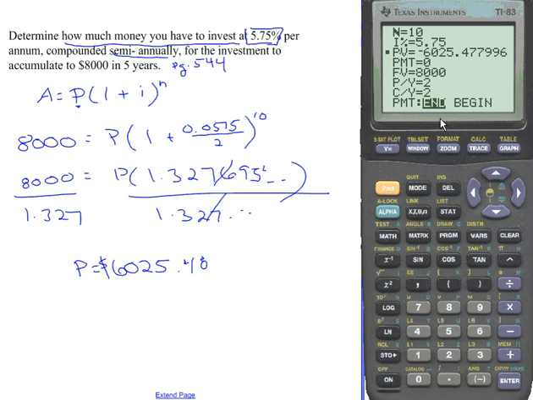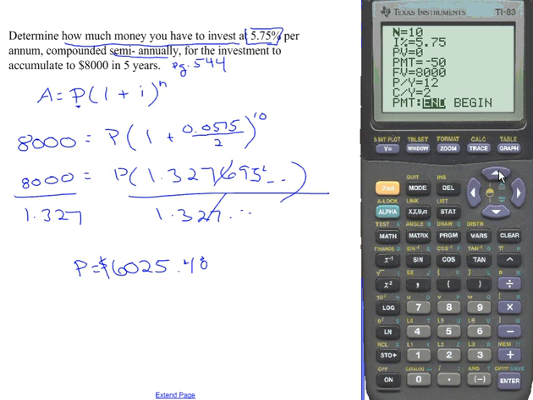Now, the thing that the TVM solver can do that you cannot do using the formula is solve problems that involve payments. So in this case, what if I said, how much would you have to invest initially if you were going to add $50 per month? So I'll clear that out, put it back to 0, make my payment negative 50. Now I change my PY to 12 because I'll be making a monthly payment of $50.